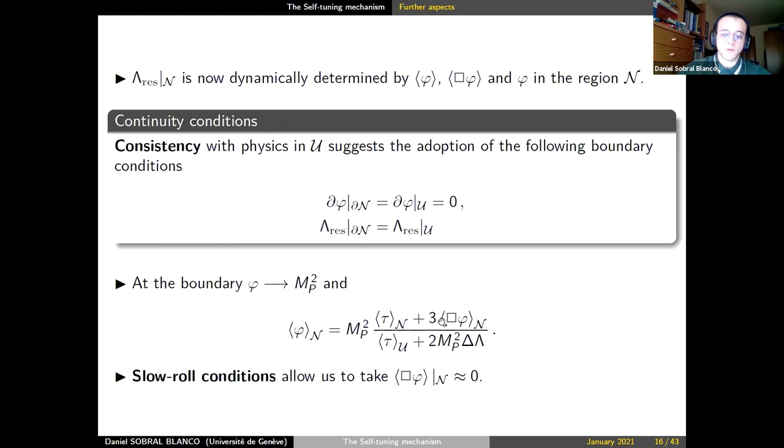But we can get rid of this term by simply assuming slow roll conditions in the inflating region, which is a standard assumption for inflationary models, where we consider merely that the second derivative of the field, the acceleration of the field, is negligible, so that the average over the region can also be considered negligible.